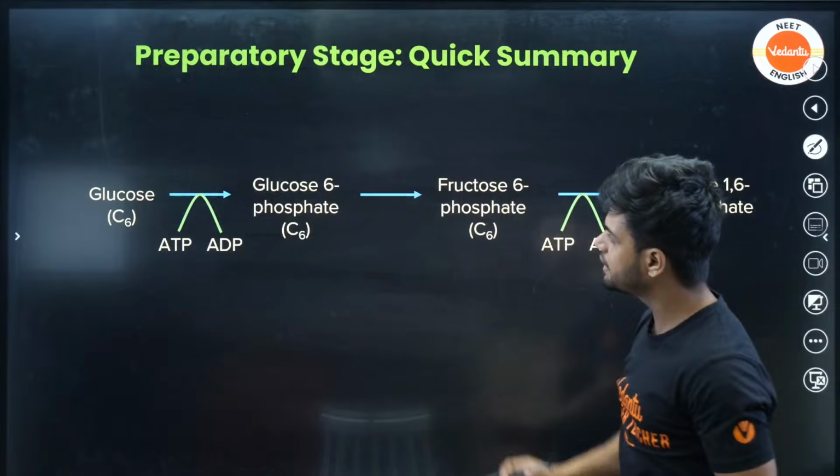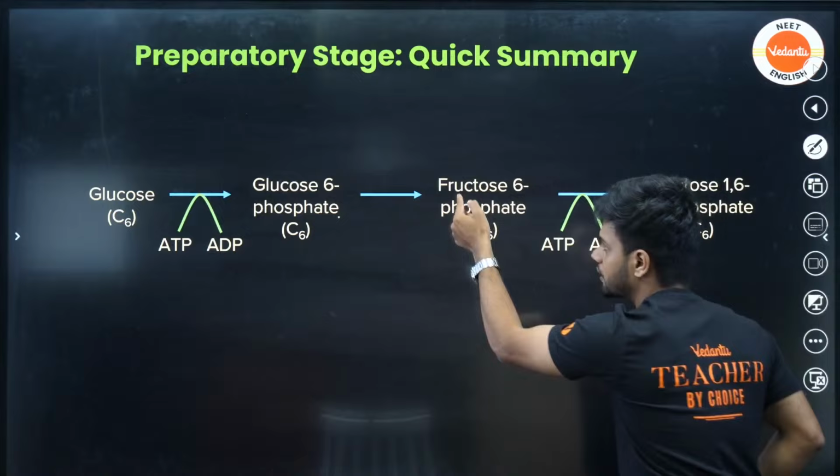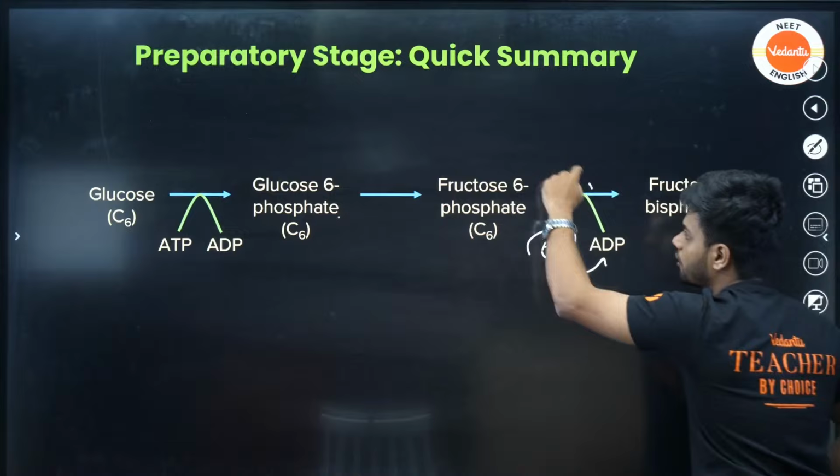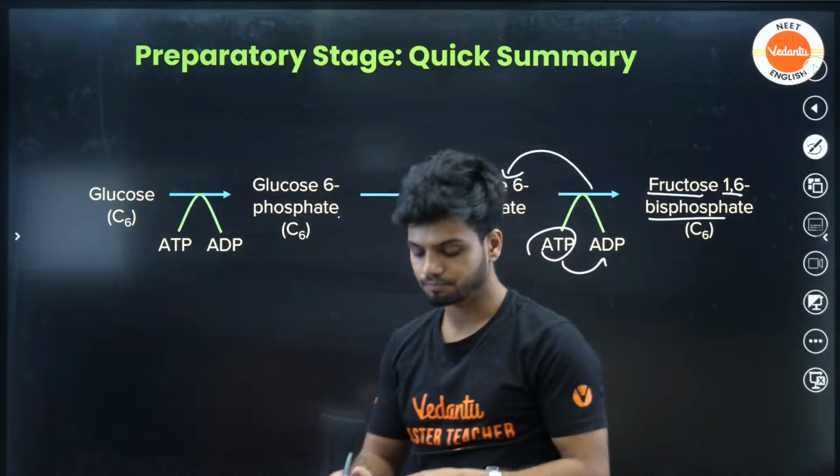Now, what do we have till now? Glucose, one ATP was consumed. We got glucose 6-phosphate. At the 6th position, we have a phosphate. Then we had isomerization, fructose 6-phosphate. Now, after fructose 6-phosphate, again ATP is consumed. Phosphate is attached to the first position. We have fructose 1,6-bisphosphate. I hope till now all of you are following with me. Let's go to the next part.